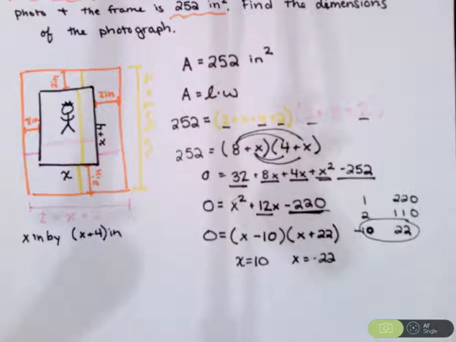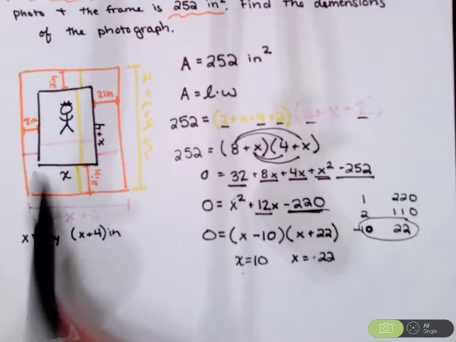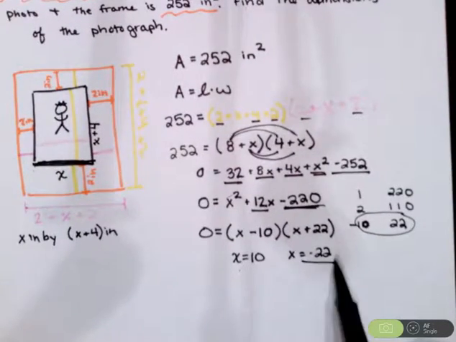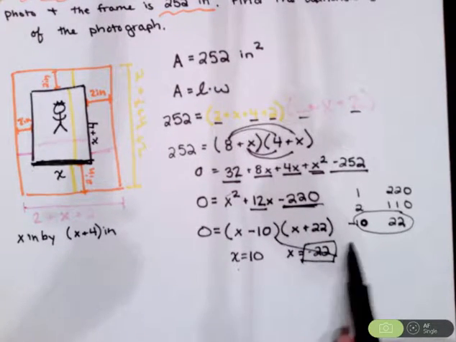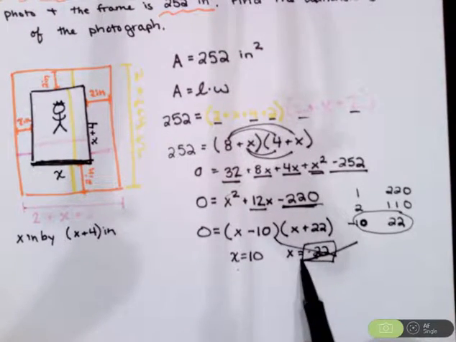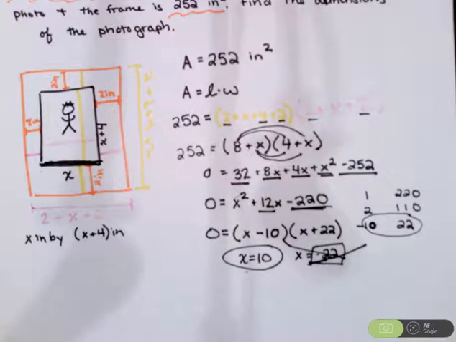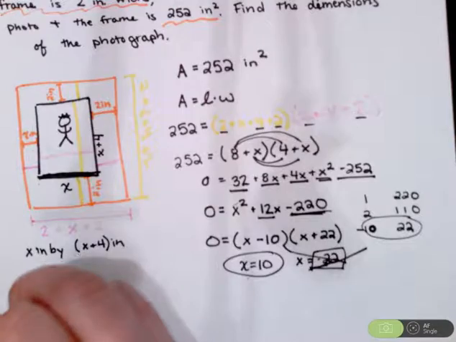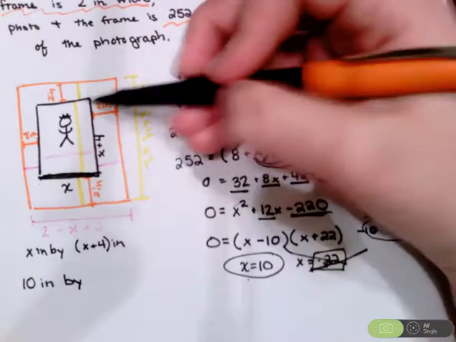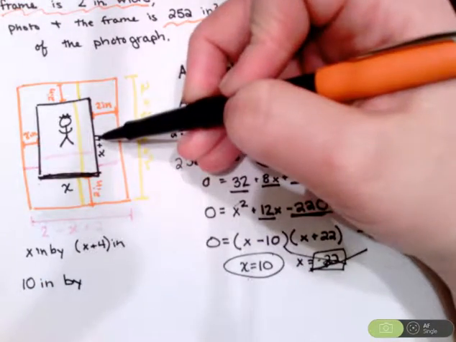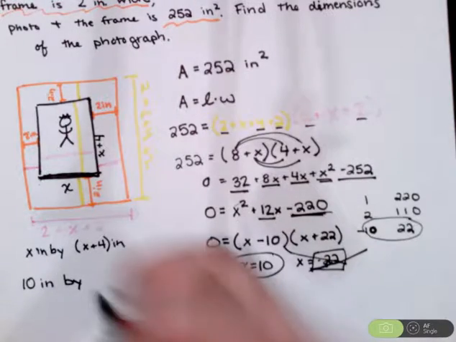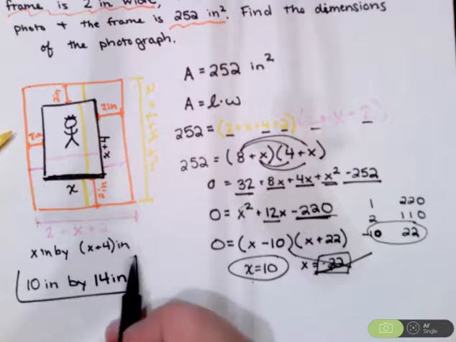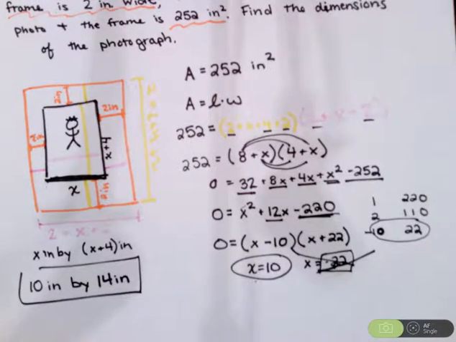In context to our problem, remember x means the width of my photograph. Negative 22 inches does not make sense in terms of the problem, but 10 inches does. So my width is 10 inches. Remember, my length is 4 inches longer, so 10 plus 4 is 14 inches. So my photograph is 10 inches by 14 inches. And that is how you solve that problem.